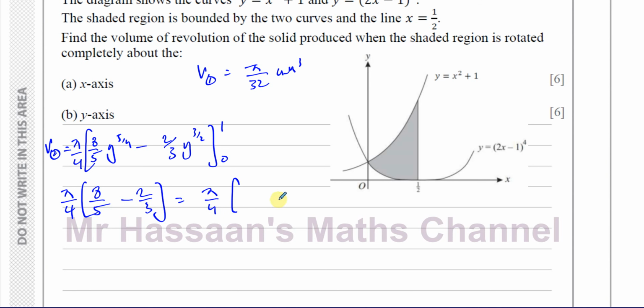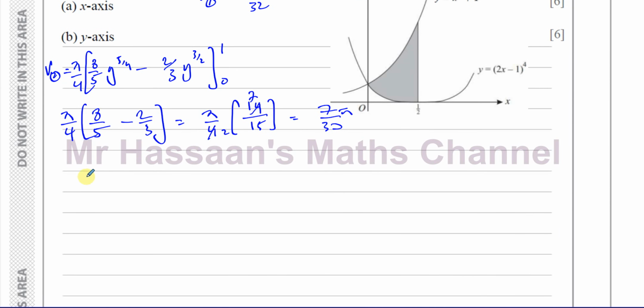Now, 15 will be your common denominator. That's going to be 24 minus 10, which is 14 over 15. That cancels with that, leaving you 7 and 2. So you end up with 7 over 30 pi. So now that's volume 2.